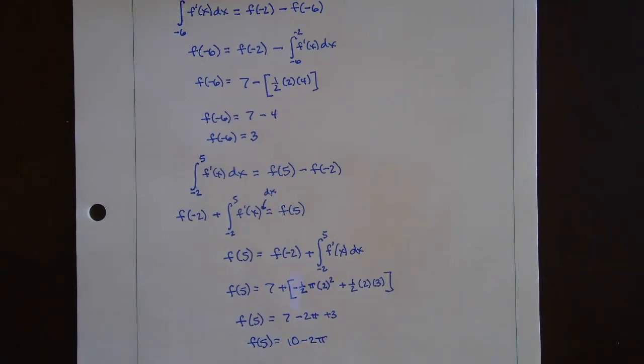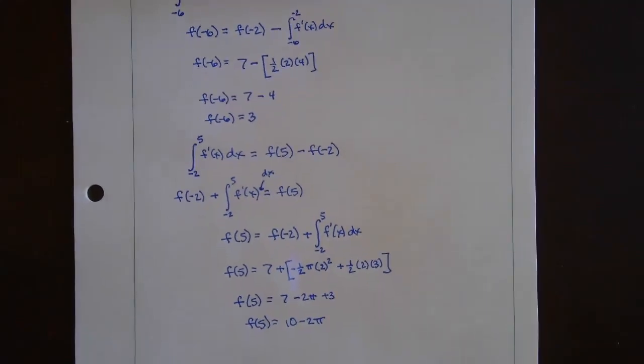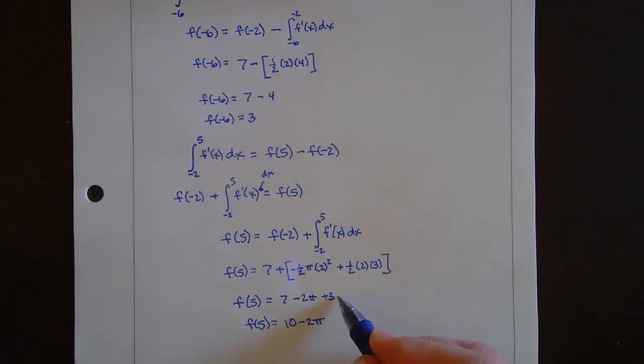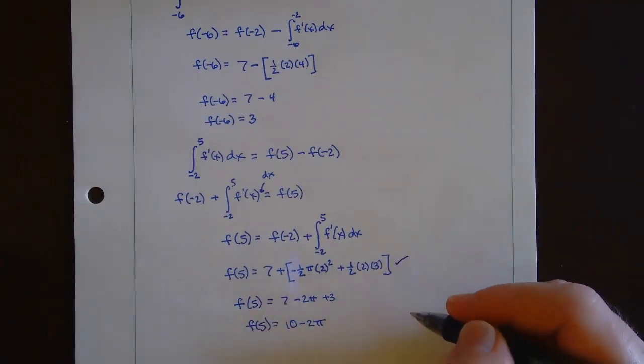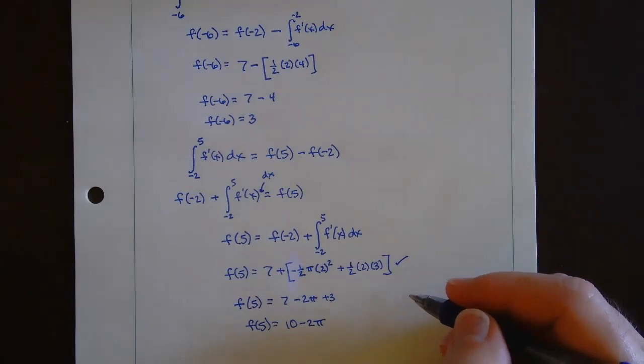And that's the answer for f of 5. If you left your answer right here like this, that's an unsimplified answer, but it's correct. So if you stopped right here, it'd be right. Actually, even right here, if you stopped, you'd be correct, because you have a numeric answer. It just hasn't been simplified.